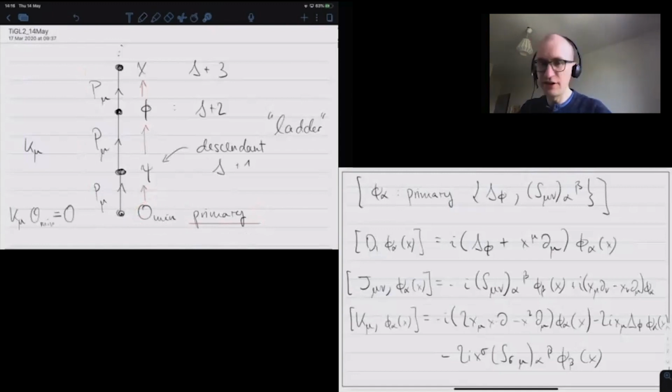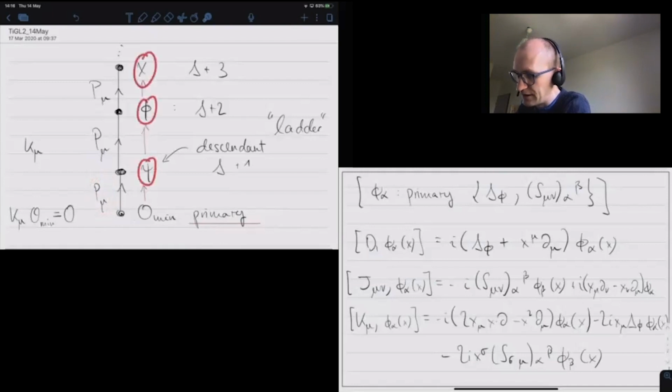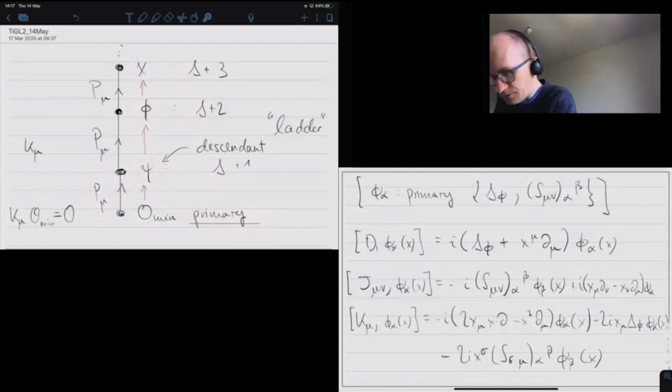And then on top of this primary operator, we can act potentially infinitely many times with the raising operator P mu. And every time we raise it, we make a new operator. So O here goes to psi, goes to phi, goes to chi. Each time we act, we raise the conformal dimension. So let's say the conformal dimension of O is called delta. We raise the conformal dimension by 1 unit, which essentially just follows from the commutation relation of K and P. So psi has conformal dimension delta plus 1, phi delta plus 2, chi delta plus 3, and so on.